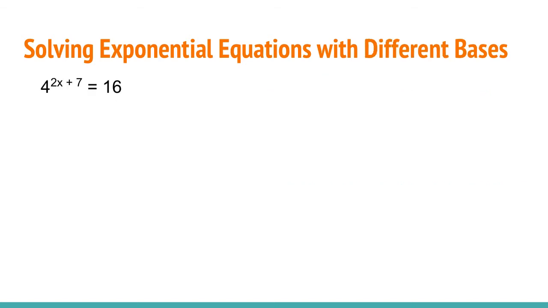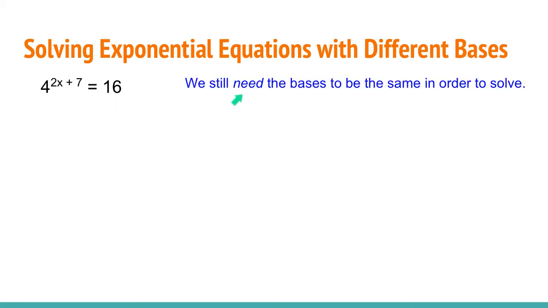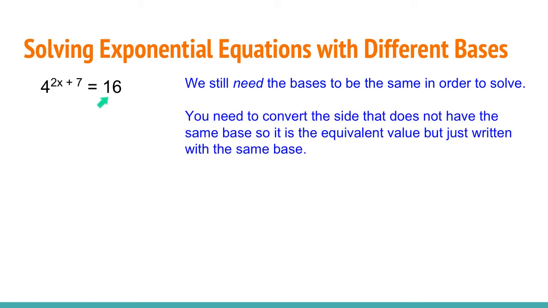When you have equations with different bases, that becomes a problem where you have at least one more step. For example, let's stick with the base of 4 on the left, and you have 2 to the 2x plus 7, and this is equal to 16. We still need the bases to be the same in order to solve. That means we must convert one of those bases so it has the same base as the other. We're always going to be converting the side which has the larger base into the smaller one. So 16 can be rewritten as 4 squared, because we know that's a simple power of 4.